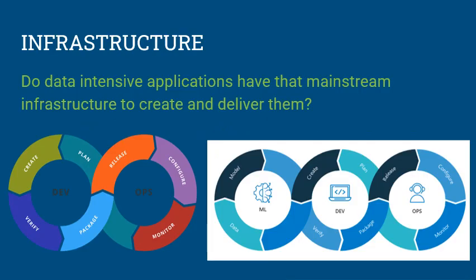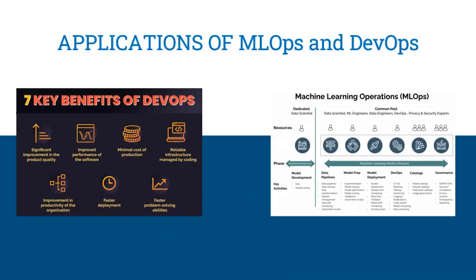So we'll talk about the infrastructure of DevOps and MLOps now. But before that, do data-intensive applications have that mainstream infrastructure to create and deliver them? Let's see in our upcoming slides. So the DevOps infrastructure, you can see on the left, and the MLOps, which is in turn DevOps, you can see on the right. We'll now get to know about the applications of MLOps and DevOps. Firstly, DevOps applications include improvement in product quality, minimal costs of production, and faster problem solving, while machine learning ops includes creating data pipelines, model preparations, and so on.